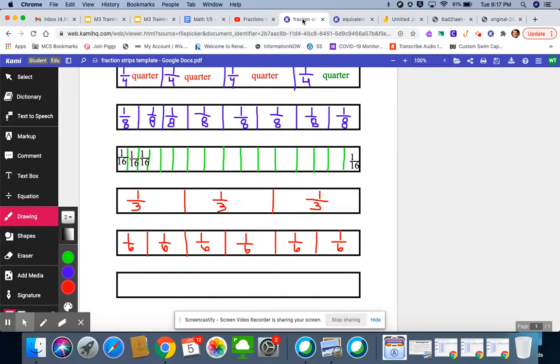So we have one slip of paper left. I want you to come up with your own fraction and break up the piece into equal pieces based off your fraction. Do that now, and when everybody's done, press play again.